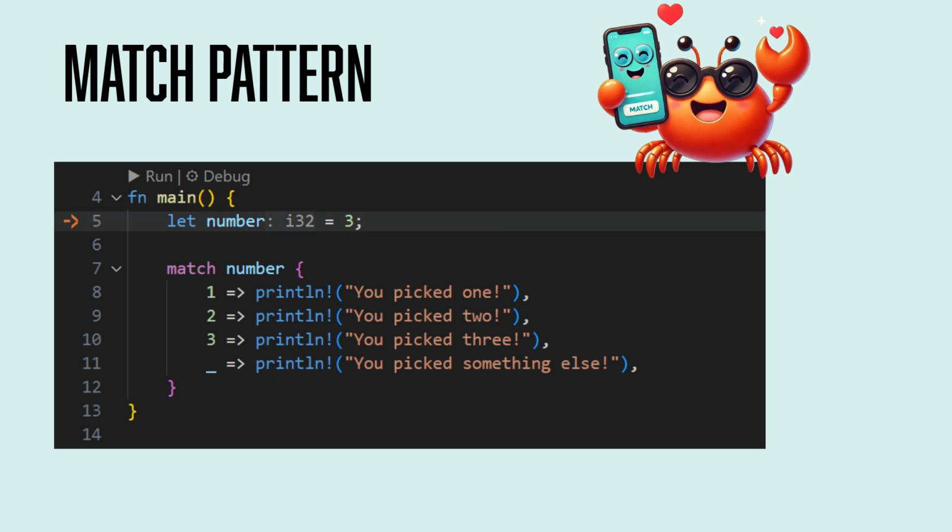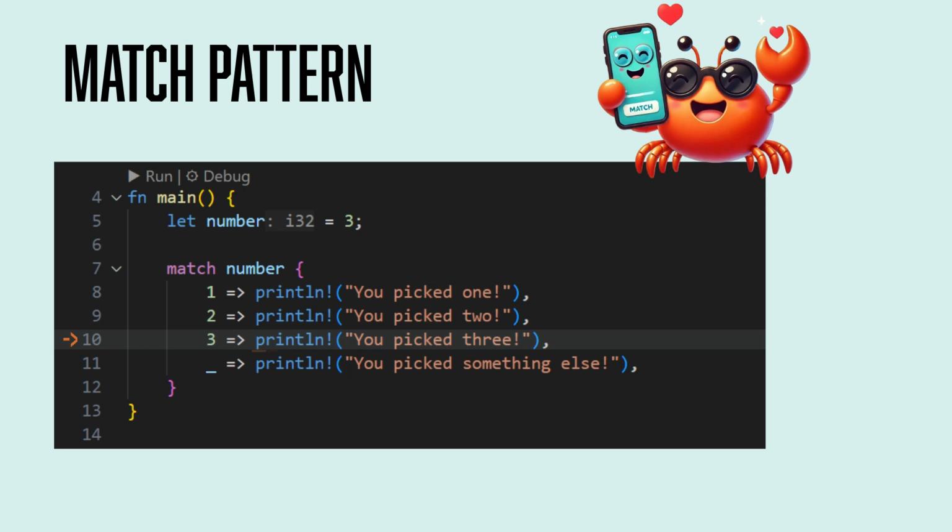On line 5, we created variable number and assigned value 3 to it. On line 7, we use a match statement to evaluate the variable number against different patterns in order. First, it checks if number is 1. Since it doesn't match, the program moves to the next pattern. Then it checks if number is 2, but that also doesn't match, so it continues searching. Finally, when it checks if number is 3, it finds a match.